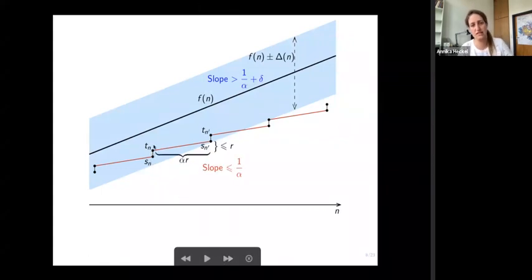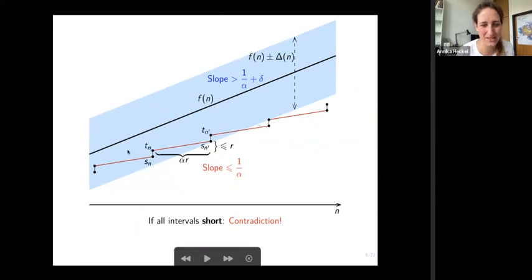Then the coupling result tells us that if we go to the right by alpha times r, we go up by at most r. So the slope of the red lines between the intervals is at most 1/alpha. Okay, and now maybe you can see what happens if we assume all the intervals were very short. If they are all very short, then eventually this leads to a contradiction.